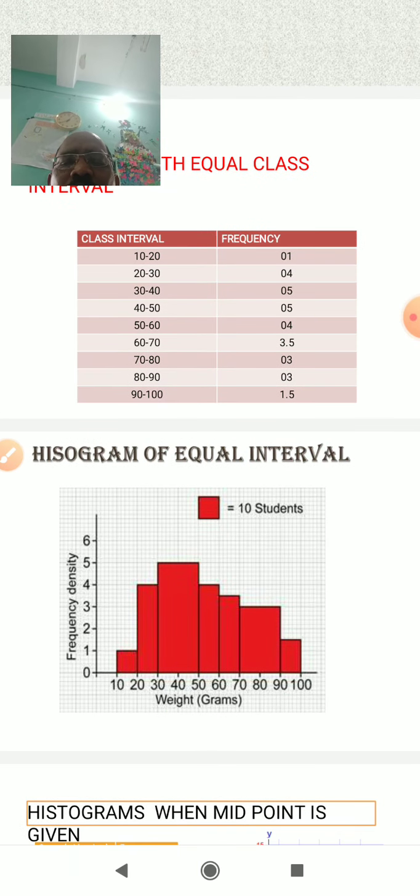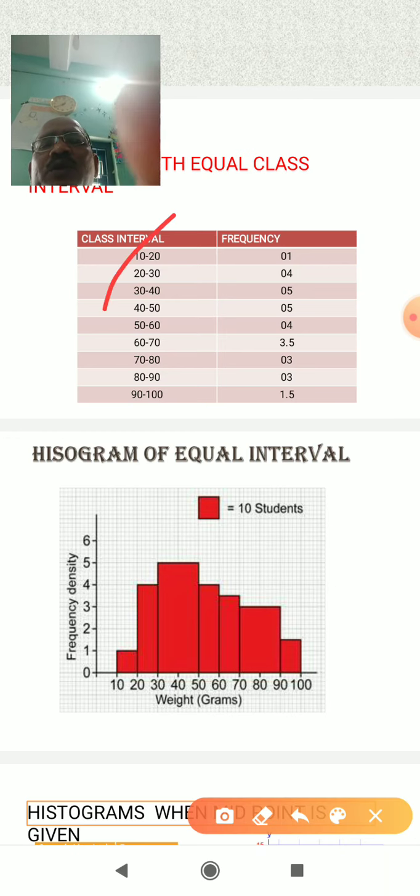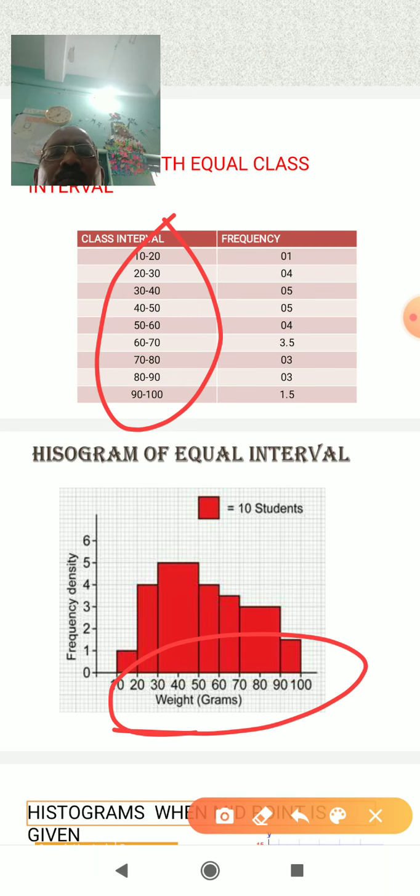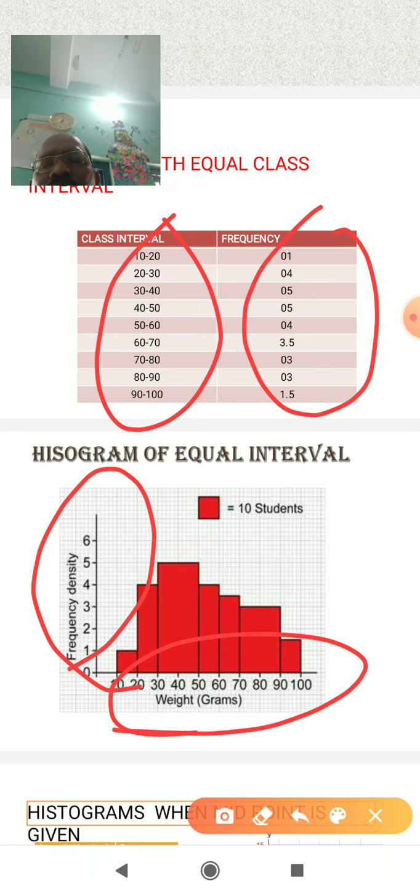We have to take the scale for the x-axis and y-axis. In case of x-axis, we can take 10 students. In case of frequency or y-axis, we have to take 1. Then coming to this histogram with equal class intervals, we have to draw the diagram. You can see the 10 to 20, 30, shown on the x-axis, and the frequency you can show on the y-axis, and draw the histogram for the equal class intervals, that is 10 to 20, 20 to 30, 30 to 40, and the maximum frequency is 5, and the last is 90 to 100, it is 1.5.